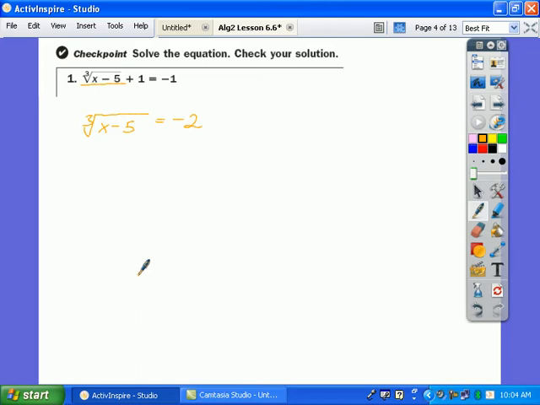At this point, we cube both sides. This gives us x minus 5 on the left side equals negative 8 on the right side. Add 5 to both sides. X equals negative 3.